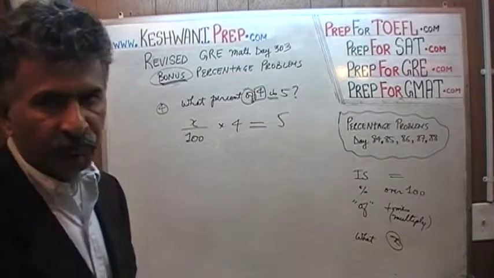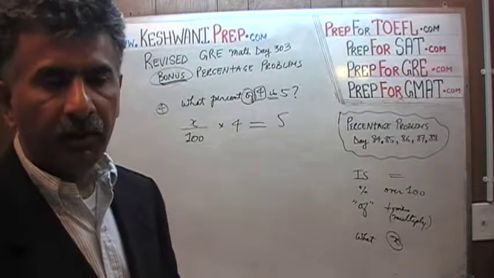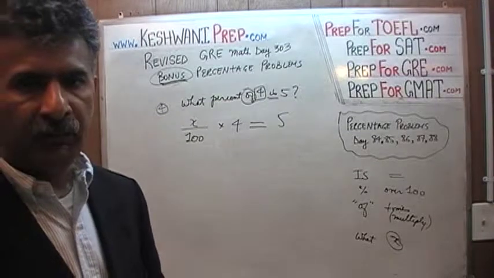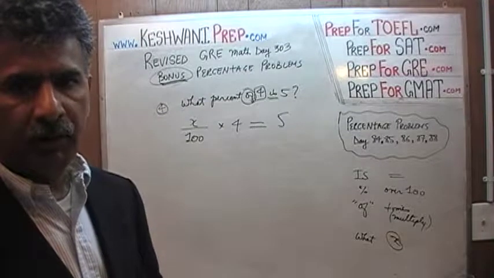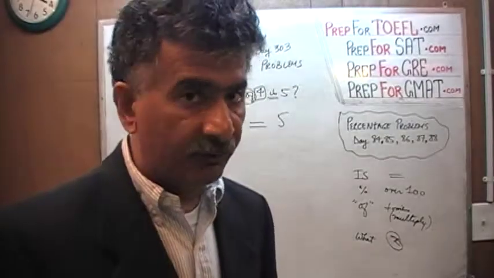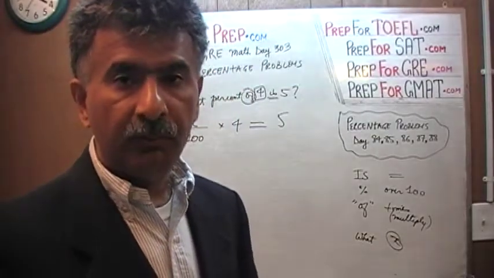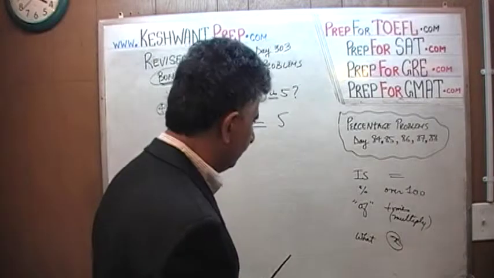Getting the right equation is the most essential, most important, most crucial part, because otherwise it doesn't matter how good you are at solving the equation. If the equation itself is wrong, then everything is for naught.